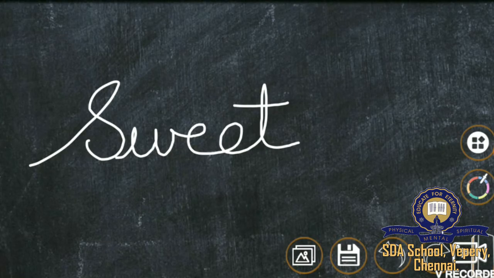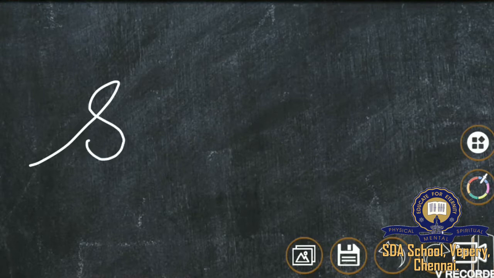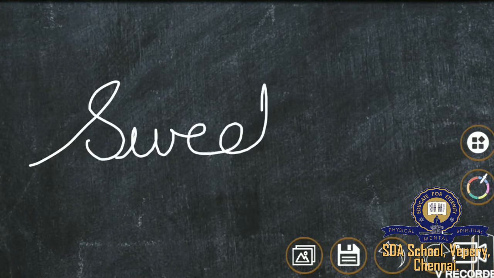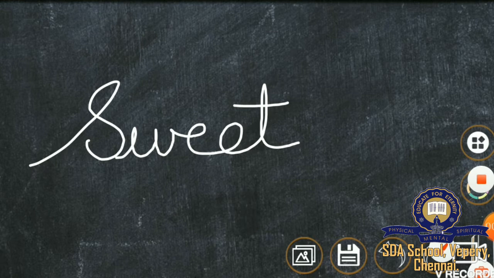This is our next spelling. The next spelling is sweet. What is this? This is sweet. We'll see the spelling now. Yes. S-W-E-E-T, sweet. What is the spelling? S-W-E-E-T, sweet. Okay, children, shall we go to the next thing?